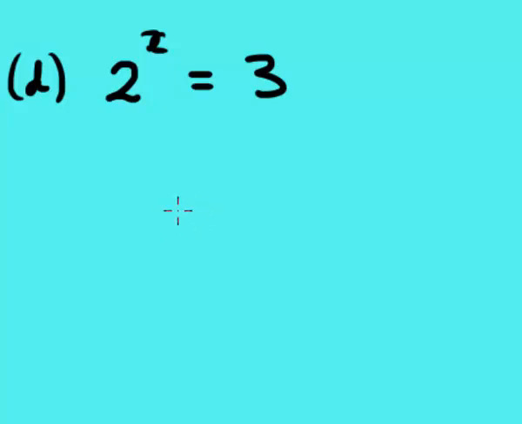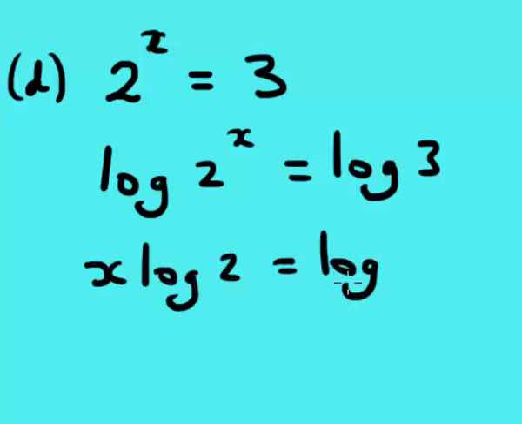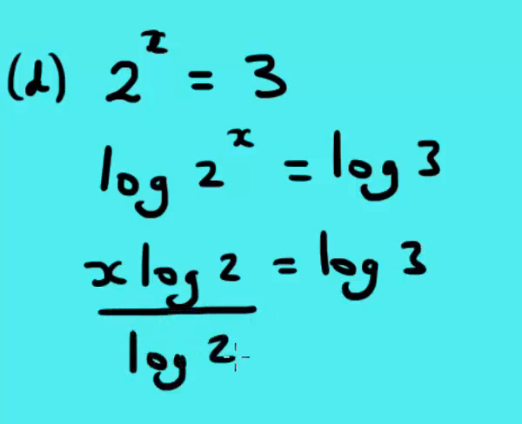There's two ways we could do it. We could latch a log onto both sides. We can log both sides, which is great because you can then bring that x down using the third law of logs. Then you simply divide both sides by log 2.